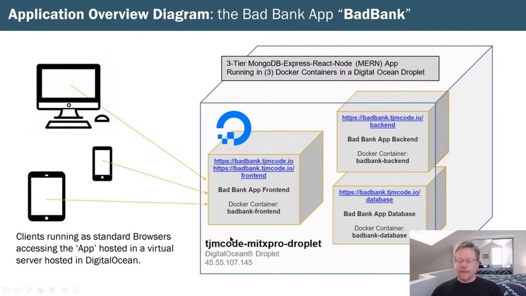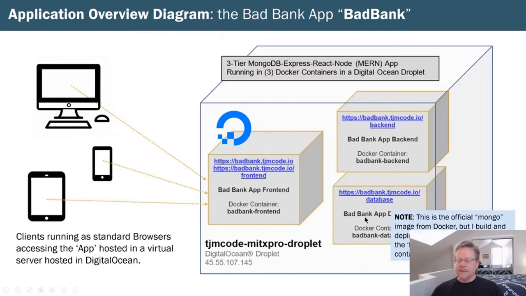I had the entire application running in the cloud in a DigitalOcean droplet, which is their fancy word for a virtual machine. So that's up in a virtual machine, and in that virtual machine, I have 3 Docker containers. Each Docker container is one of the 3 tiers of my 3-tier MERN application. I have a front-end container, a back-end container, and a database container. So the whole UI is running in the front end, the actual application code is running in the back end, and the database serving and interfacing to MongoDB is in the database container.